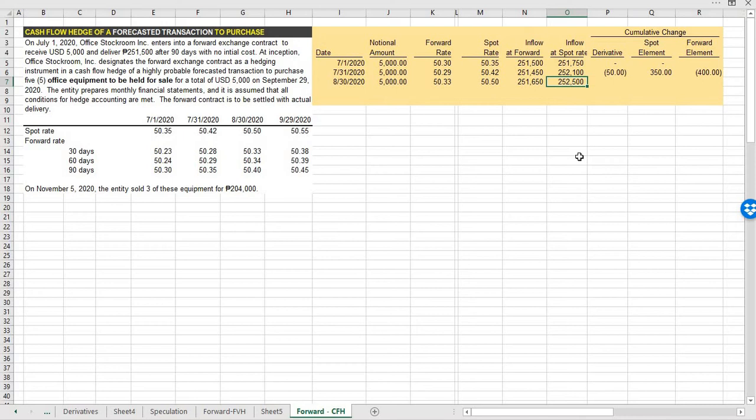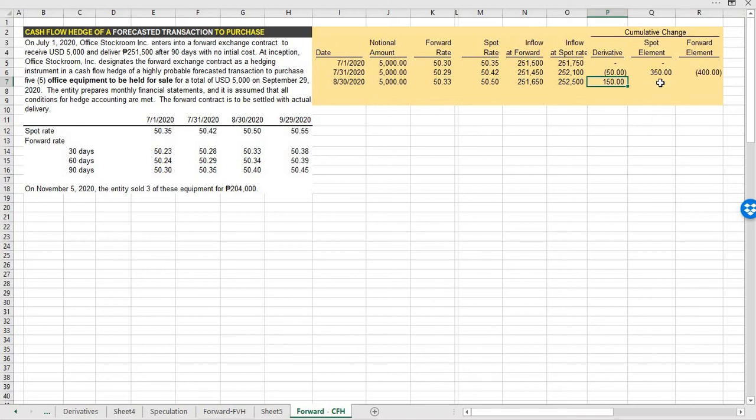So, ngayon, let us go to the change, cumulative change. Dito tayo sa derivative. So, kung cumulative, syempre, ang start natin is July 1, the inception date. And since derivative muna, dito tayo, yung nakabase sa forward rate. So, from 251,500 daw na inflow, naging 251,650 na inflow. So, obviously, tumaas. Magkano itinaas? That is 150 positive. So, positive na siya kasi tumaas na siya.